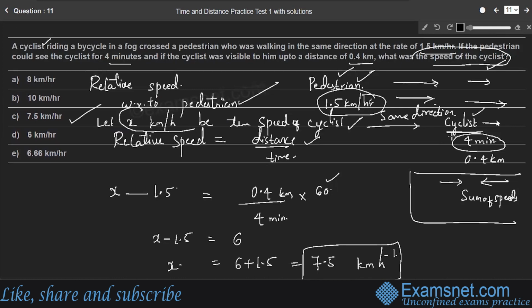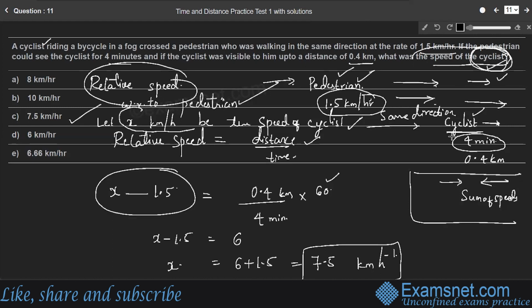Students, here we are using the simple concept of relative speed since two persons are moving in the same direction and both of them are moving. So, relative speed is the speed of one person with respect to another. Here, the speed of the cyclist should be calculated. Therefore, the speed of the cyclist with respect to the pedestrian is called relative speed, which is the difference in their speed. So, x minus 1.5 is, using the general formula, distance by time. So, distance covered by the cyclist by time taken by him. On simplification, you will get 7.5 kilometer per hour as the speed of the cyclist. Hence, option C is the right answer.